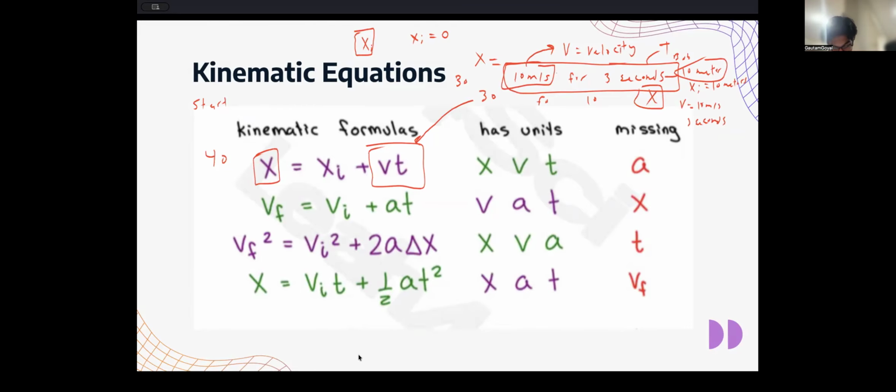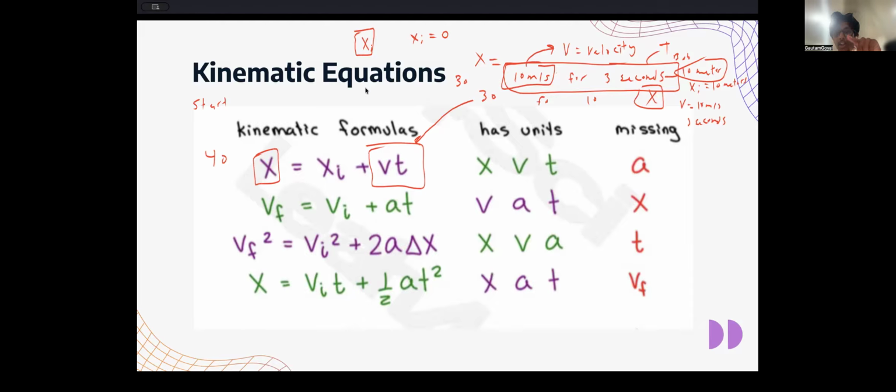Could you guys type something in chat? Okay, we're getting a lot of yeses. Does that clear up the first equation?